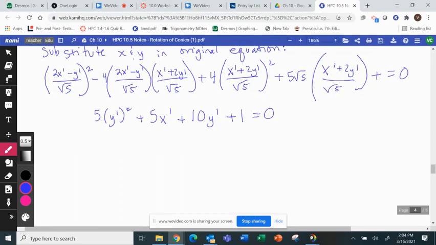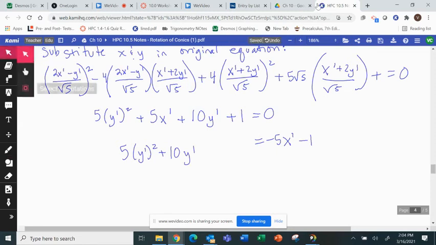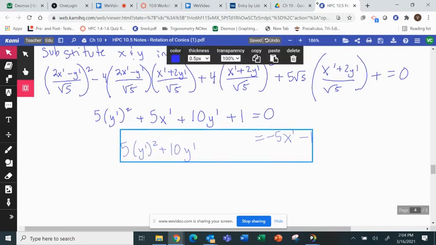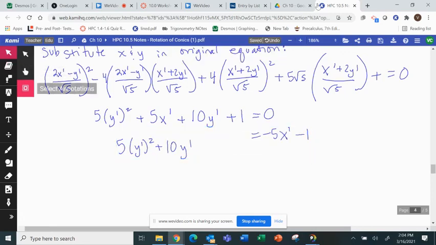So we have the x's on one side, the y's on the other. So I will go ahead and boot my x's to this side and leave my y's, 5y prime squared plus 10y prime, on the left side. I don't know my directions. It's a problem.